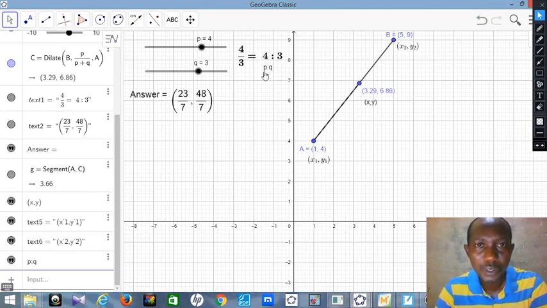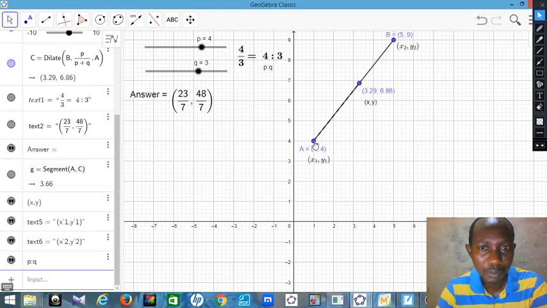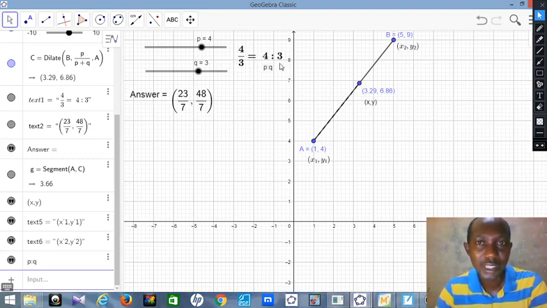So p is the first number. They will give you this ratio in every question. So if I say p ratio q, this is 4. Starting from A, because A is the first point, from the first point A, you are moving 4. Because this is internal division, no negative in the ratio. If it's negative, that means you are going out. So this is internal division.